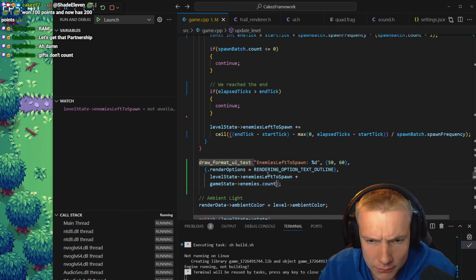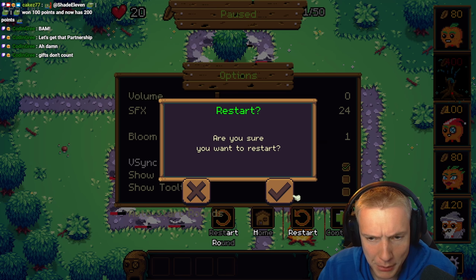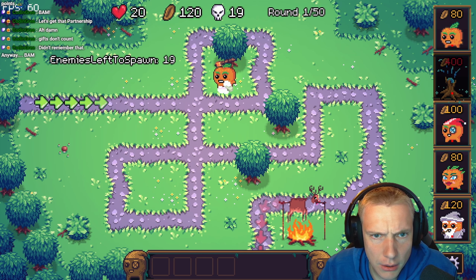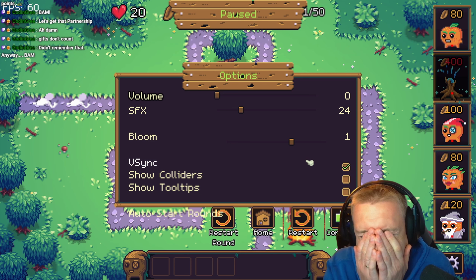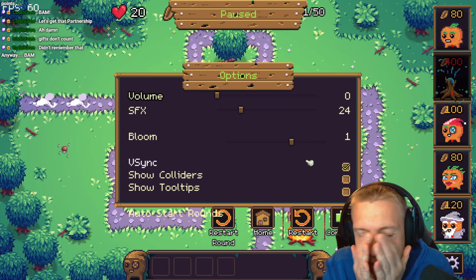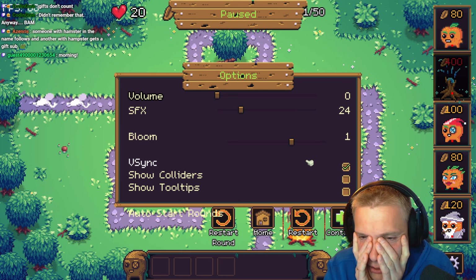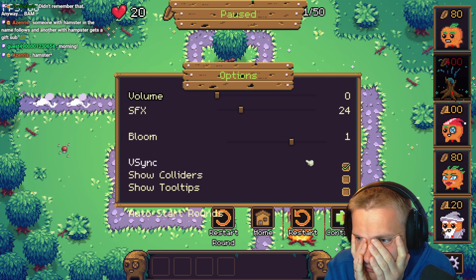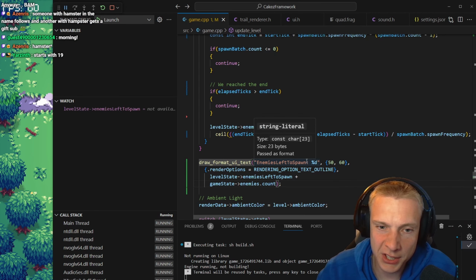How? How is this 38? That doesn't make any sense. Why does it go up, man? That doesn't make any sense. Is this a floating point issue again? Is this an issue here? It starts with 19. Yeah, let's fix the 19, by the way. Why does it start with 19?